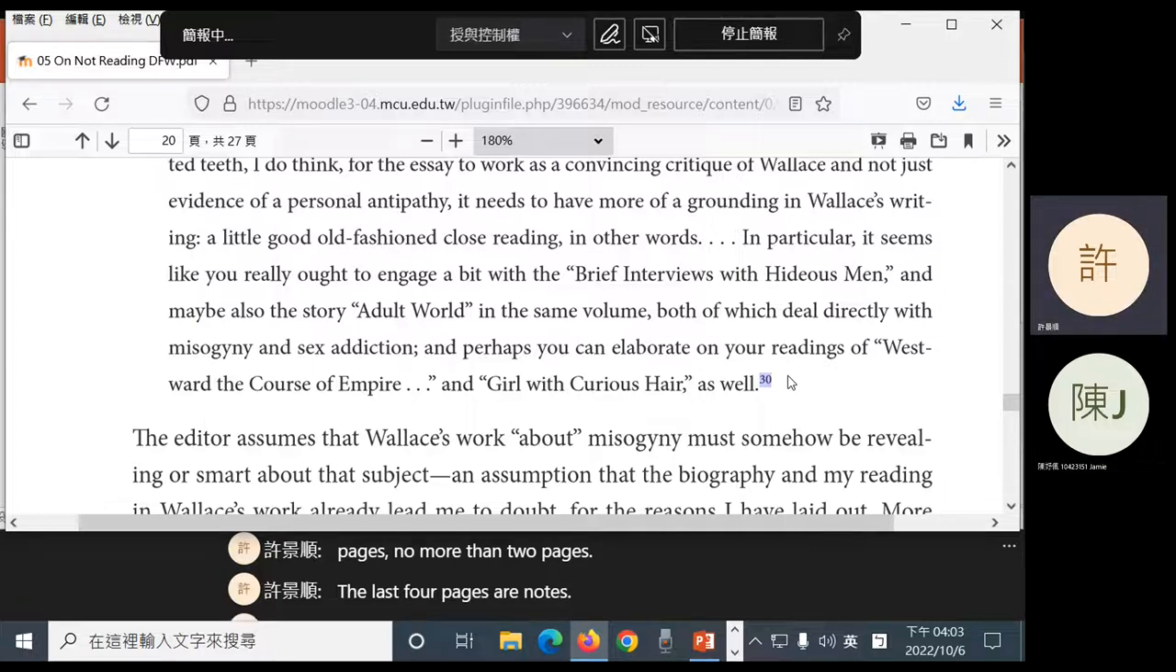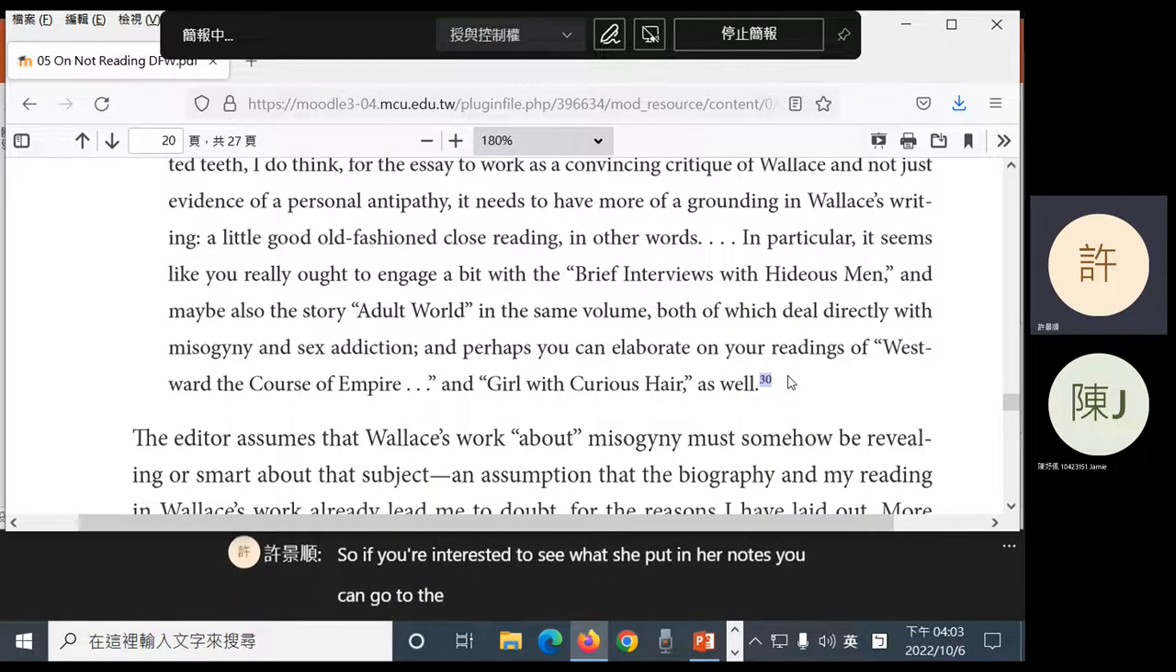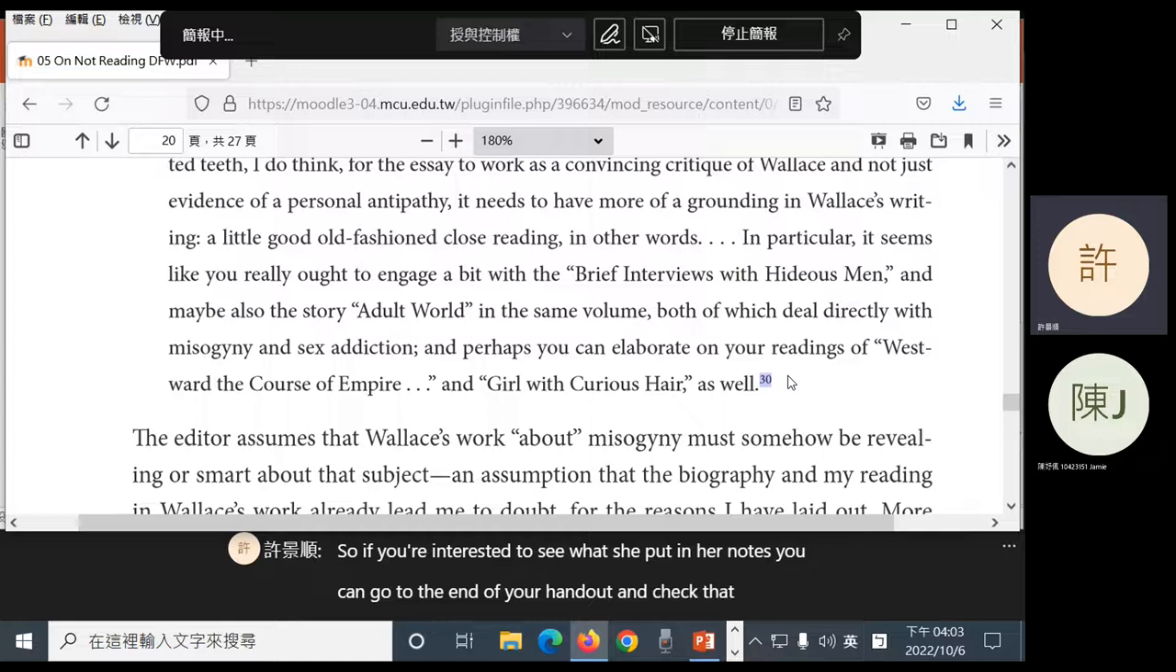So if you're interested to see what she put in her notes, you can go to the end of your handout and check that out. So that's another clue that this is an academic essay.